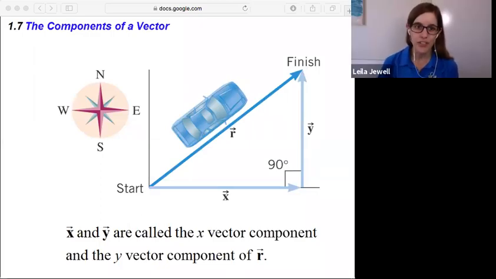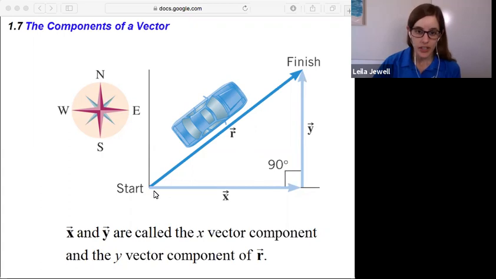Section 1.7, the components of a vector. So if we think back to the example we saw of the car that we said went 2 miles, but we didn't know the direction until the direction was specified, right? Okay, it went 2 miles in this particular direction. And then we had the path of the car that's this R vector from start to finish. Well, we can break down this R vector into what's known as X and Y components of the R vector.